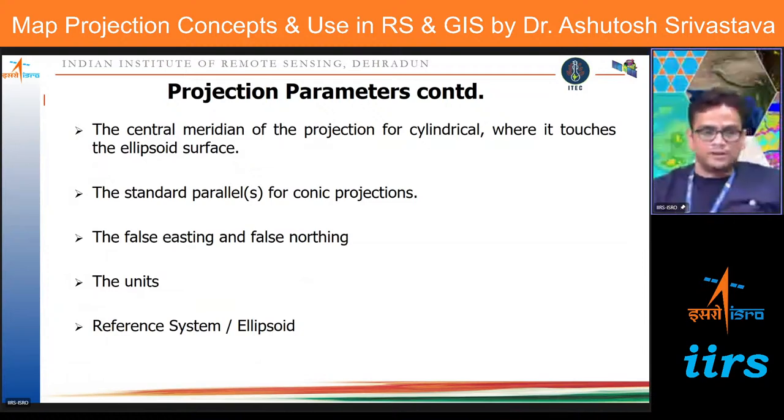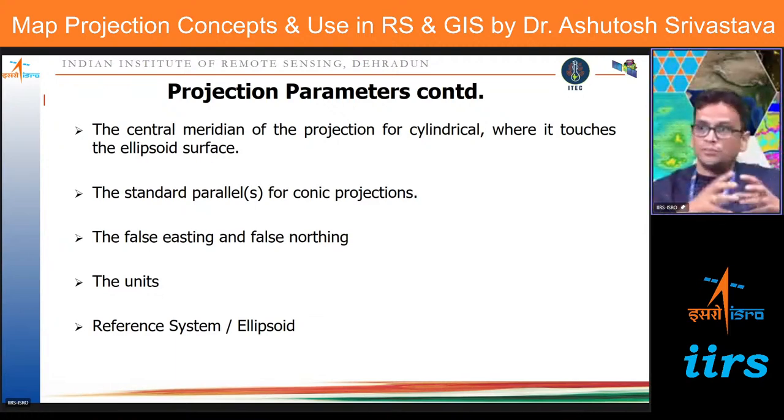So what are the parameters we need to define? Like the central meridian of the projection for a cylinder. The standard parallels, where they touch: as I told you, in the secant case and tangent case, there will be one or two standard parallels respectively. The false easting, false northing is another concept which we define in projections. The units, whether we are using meter or degree, in which units we are defining. And after this, the projection's reference ellipsoid.